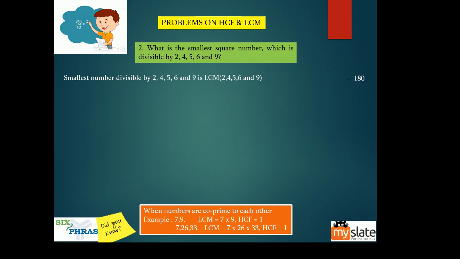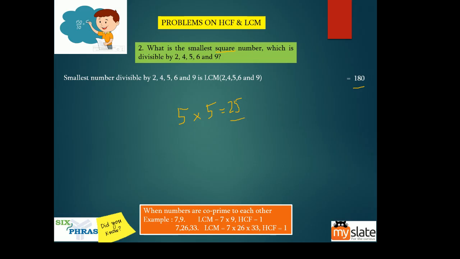So here the LCM is 180. So we got the smallest number to be 180. But the question is not the smallest number, the question is smallest square number. Is 180 a square number? No, right? Square numbers are numbers which are multiples of the same number. For example, by square number, what they mean is 5 into 5 gives you 25.